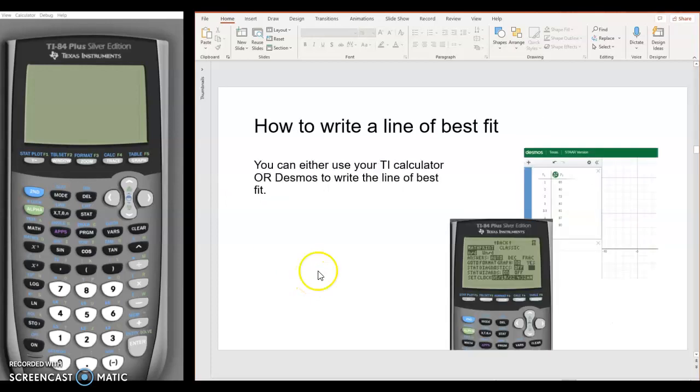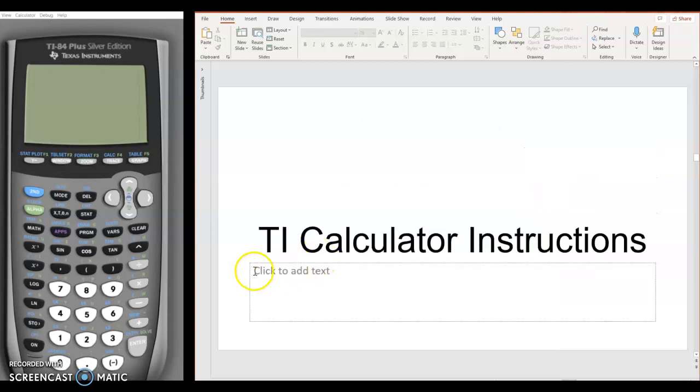So we're going to use our calculator to help us write a line of best fit. There are two ways you can do this. You can use your TI calculator, or you can do this in Desmos. I'm going to show you both ways, but I'm going to start off in this video showing you on the TI calculator. So if you would prefer to use Desmos, please fast forward to the part where I talk about Desmos. Okay, so here's the TI calculator instructions.